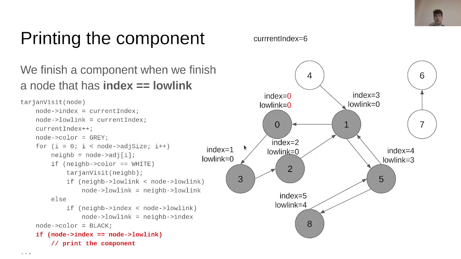First of all, we know we found a component when the index and the low link are the same. So when we finish with node 0, we see that index and low link are the same. It's the only node so far with index equal to low link. Basically this says I am node 0 and the smallest node to which I can get is 0. So this means that I can form a component.